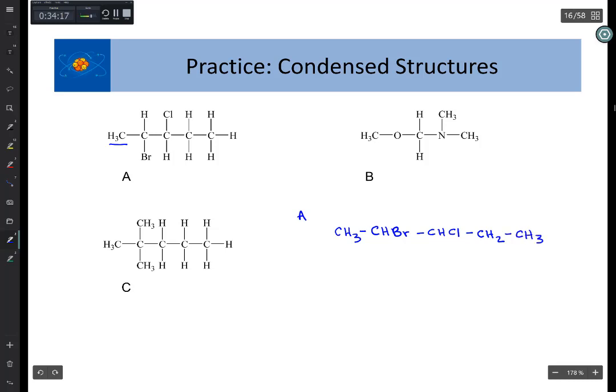So you can see how I consolidated all that, right? I left the bonds in between. CH3, and CHBr, and then CHCl, and then CH2. You see how I did that? Everybody see that? And then what you do is you just get rid of the bonds. You just squeeze it all together. So then you write it like this.